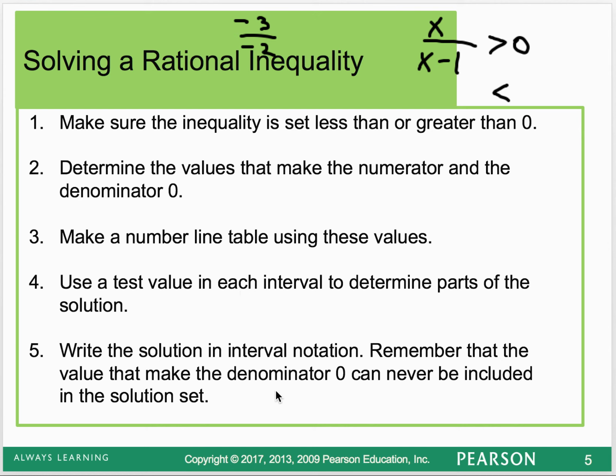Now, one thing we've got to remember is that denominators can never be 0. You can't divide by 0. So it does not matter if we have an equal sign when it gets to the denominator. If one of these solutions was 1, even though it said an equal sign, I've got to put a parenthesis on it, because I can't include 1 as a solution: it would make the denominator 0, and you can't divide by 0.